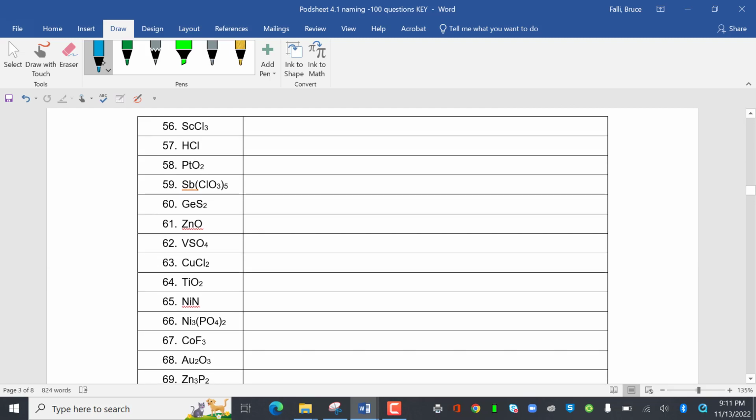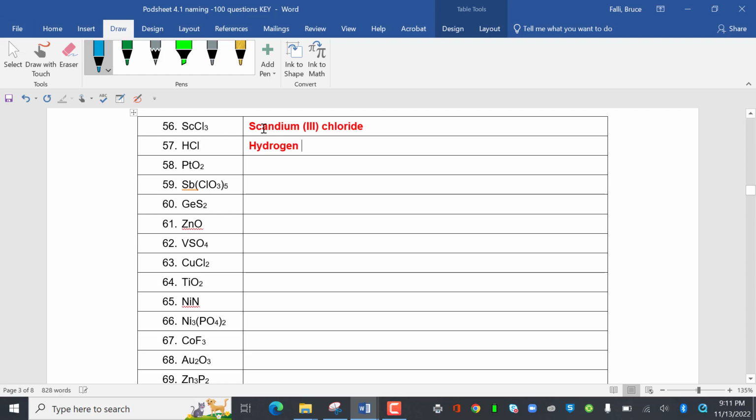Maybe the last page. Maybe. Oh, now I gotta write the names. I'm gonna switch to typing these because I can type even neater. Scandium. Ooh, is scandium in the Roman region? It is. Scandium 3 chloride.